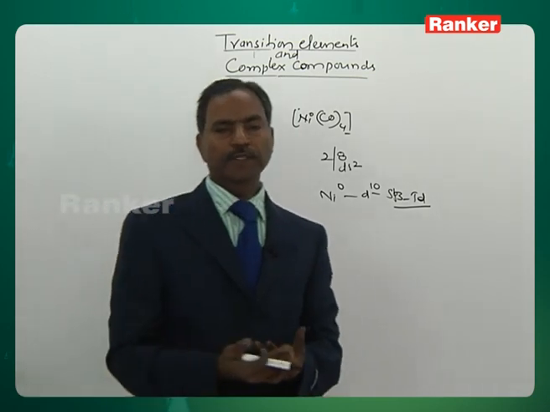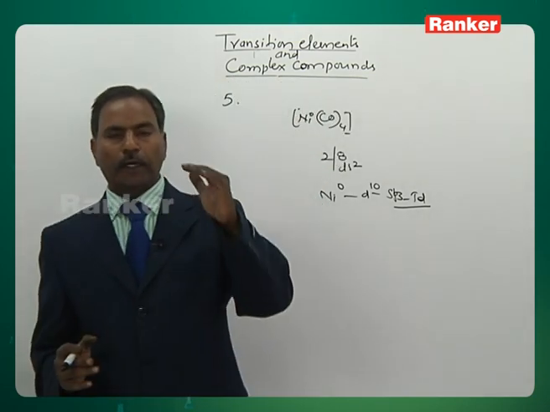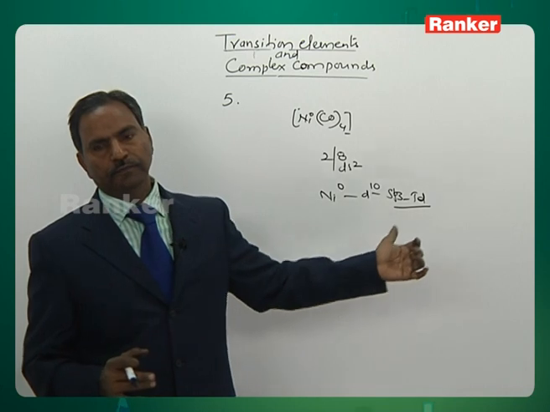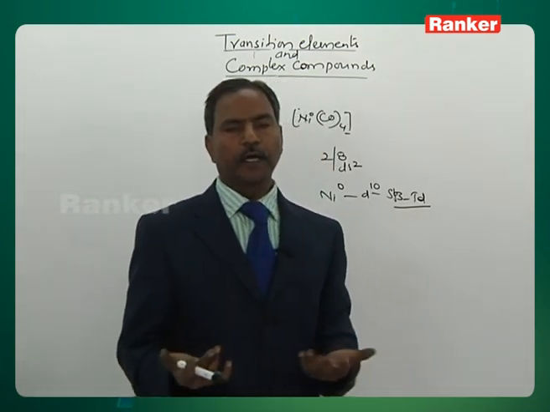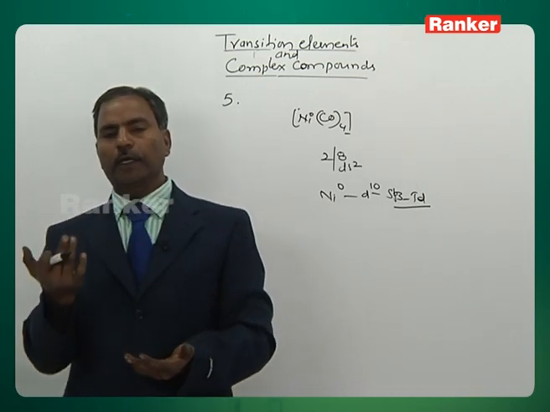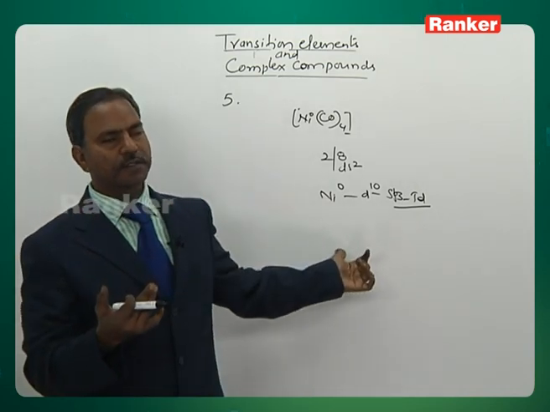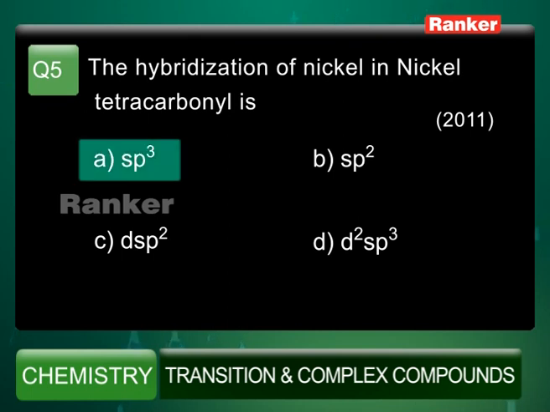So let us see the options now. The nickel tetracarbonyl, this is the complex, then sp3 and tetrahedral. So the hybridization of nickel in the nickel tetracarbonyl complex is definitely sp3. So the answer is A.